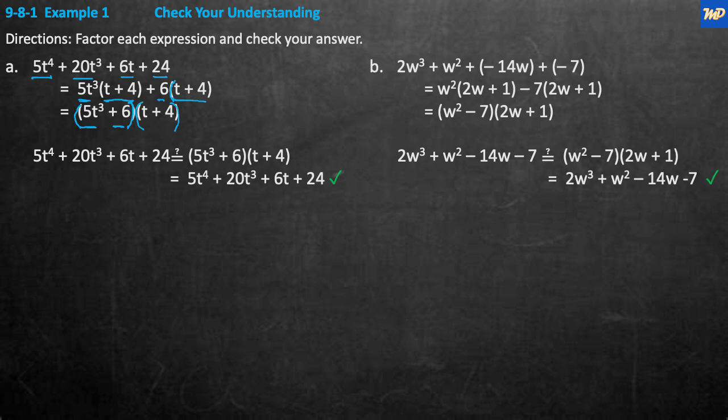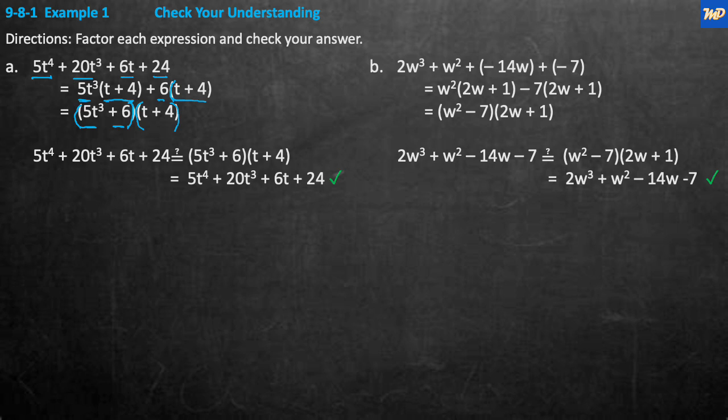Now to check it, is 5t to the 4, plus 20t cubed plus 6t plus 24 equal to 5t cubed plus 6 times t plus 4? Well, 5t cubed times t is 5t to the fourth. And then we have 5t cubed times 4 ends up being 20t cubed. And then we take the inner here, 6 times t is 6t, and 6 times 4 is 24. And we write them all down. We look, yes, that is the solution to that problem.